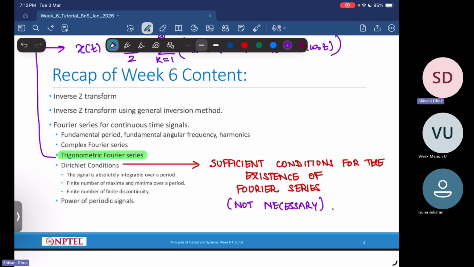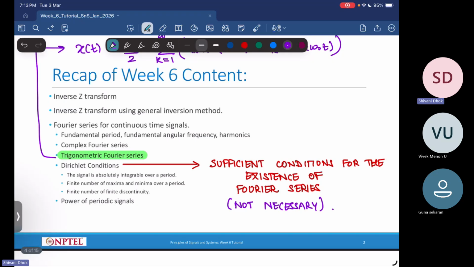What do you mean by that? So if a particular continuous time signal satisfies these conditions, it will have a Fourier series. But if these conditions are not satisfied, it is not necessary that that particular signal will not have a Fourier series. That's why these are only sufficient conditions. If these are followed, the Fourier series is guaranteed to exist. However, if these conditions are not satisfied, the Fourier series might exist. We don't know.